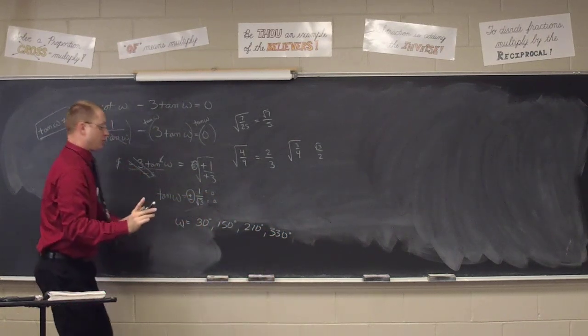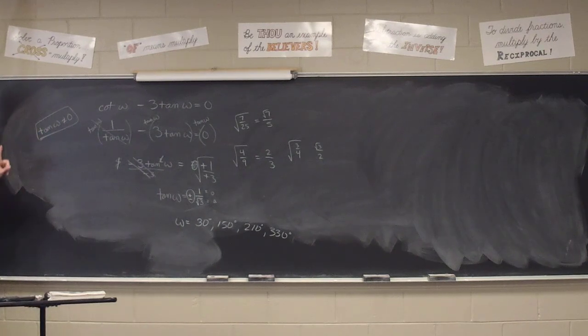But one thing we've got to check. We've got to make sure that the tangent of these, none of them ends up coming to a 0, right? Well, if you want, on your calculator, you could check here. Is the tangent of 30 0? No. What about the tangent of 150? No. 210? No. 330? No. Okay, we're good.